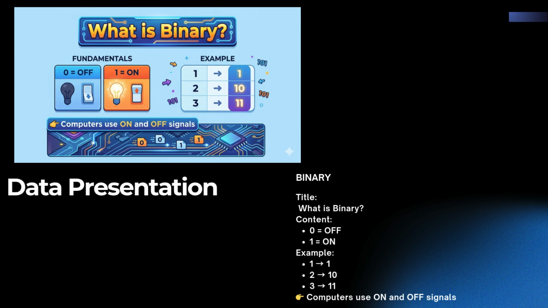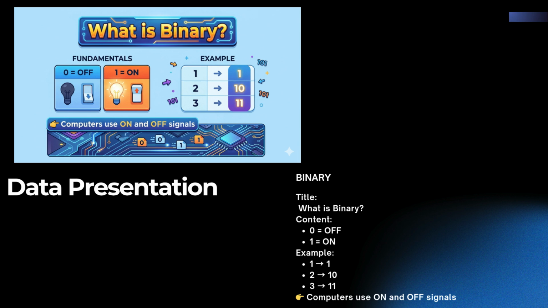Now let's understand binary a little better. Binary uses only two values. 0 means off. 1 means on. Computers use these on and off signals to represent numbers. For example, 1 is written as 1, 2 is written as 10, 5 is written as 101, 10 is written as 1010. It may look strange at first, but the main idea is this. Computers count using powers of 2 instead of powers of 10.